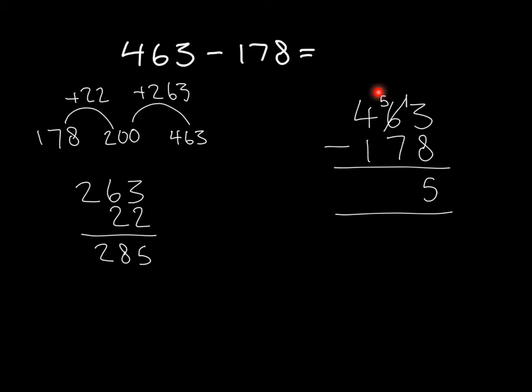Moving on to the next column. 5 take away 7. Well, 5 take away 7 is minus 2, which does not compute with this method. So once again, I'm going to exchange value from the left. So I exchange some value from here to here. What I've now got is 15 take away 7. And 15 take away 7 is, of course, 8. And finally, 3 take away 1. The answer is, of course, 2.